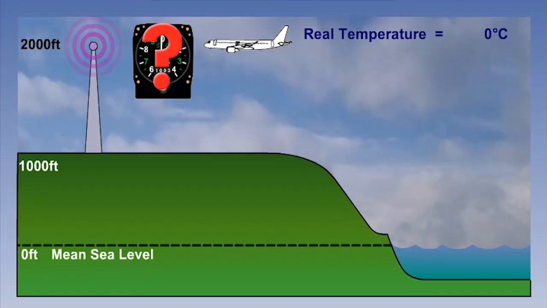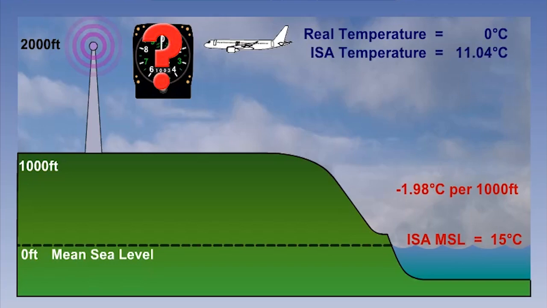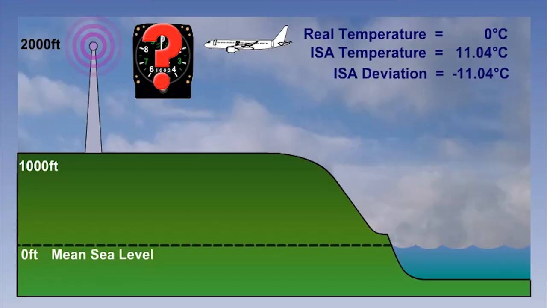Firstly, we'll need to calculate the ISA deviation. Remember that at mean sea level, ISA states that the temperature is 15 degrees Celsius, and that it decreases by 1.98 degrees Celsius per 1,000 feet. The temperature at 2,000 feet above sea level, according to ISA, is 11.04 Celsius. The ISA deviation is therefore minus 11.04 Celsius. In other words, the real atmosphere is 11.04 degrees Celsius colder than ISA.